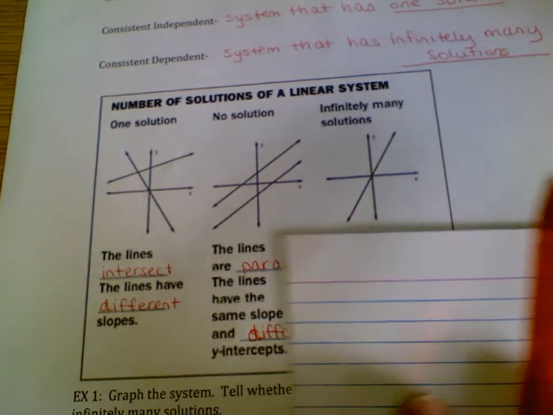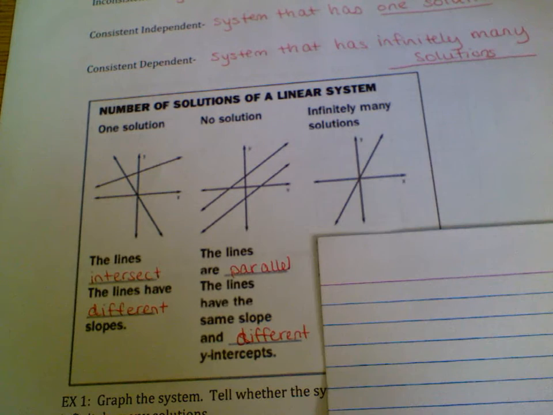For the next one, for no solution, they never intersect, which is why it's a no solution. The lines are parallel. Since they were parallel, the lines had the same slope, but they would have different y-intercepts. And then last, if I have infinitely many solutions, you're going to graph the line the same 2 times. After you graphed it, you're noticing it's the same thing. So that means the lines had the same slope and the same y-intercept.